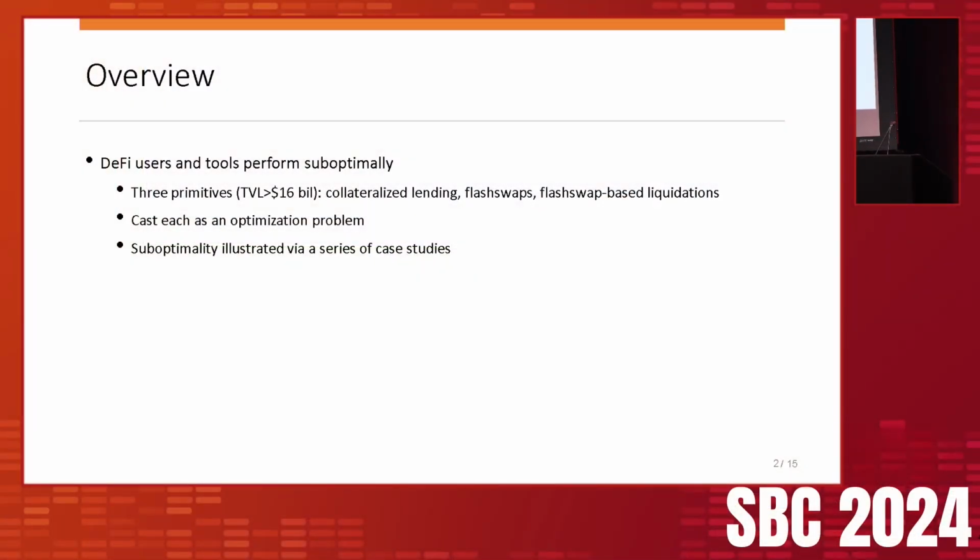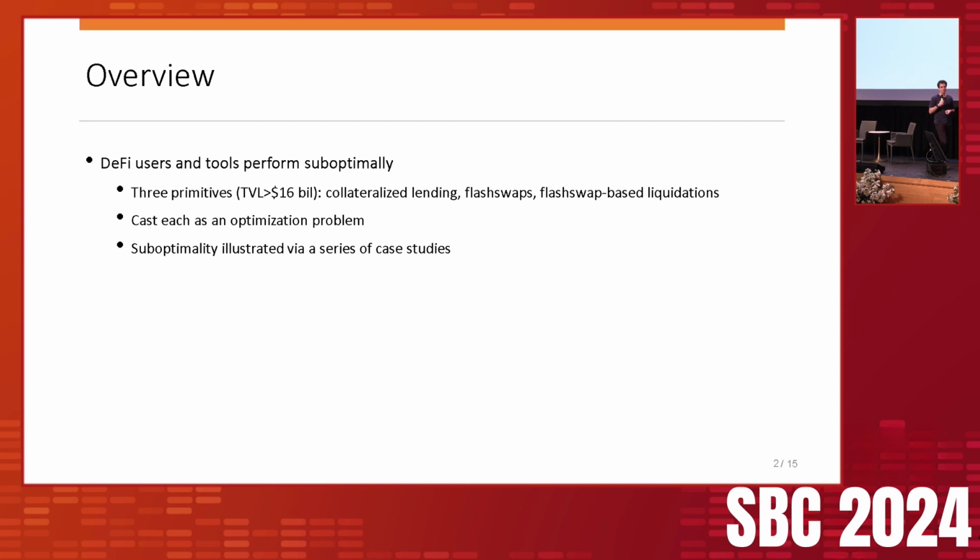In this work, we explore the optimal and suboptimal use of three core decentralized finance primitives. The first is collateralized lending, so platforms such as Compound and AAVE let people deposit funds and accrue interest, or borrow funds and pay interest.